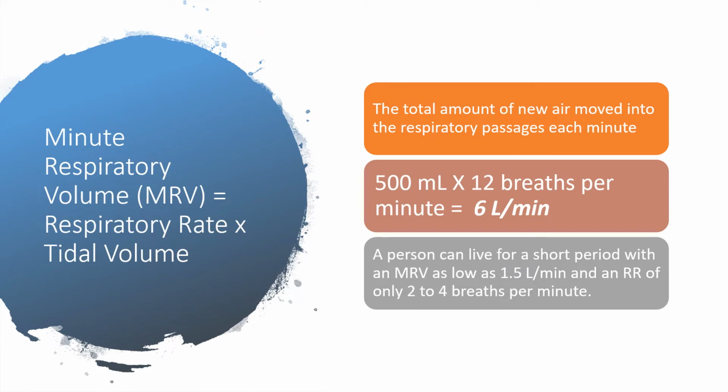The minute respiratory volume is the total amount of new air moved into the respiratory passages each minute and is equal to the product of the tidal volume and the respiratory rate. The normal tidal volume is about 500 ml and the normal respiratory rate is about 12 breaths per minute. This will give us an MRV of 6 liters per minute.